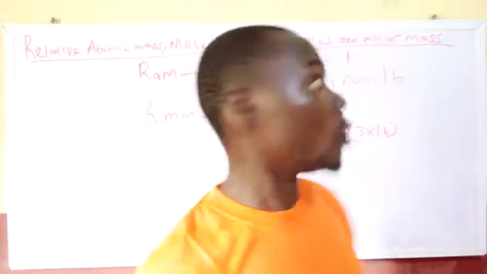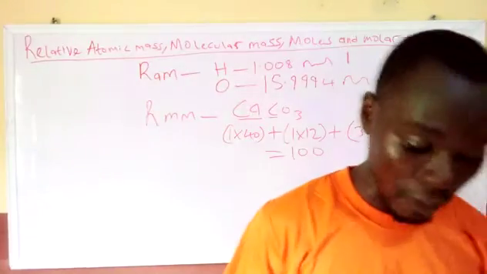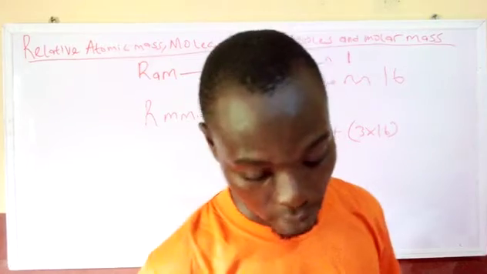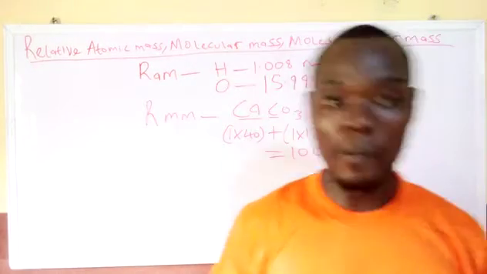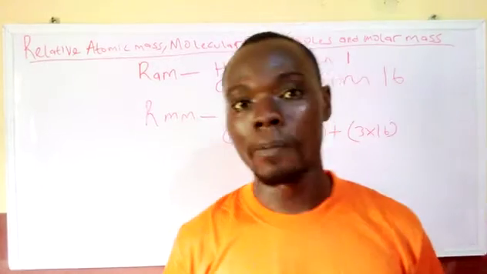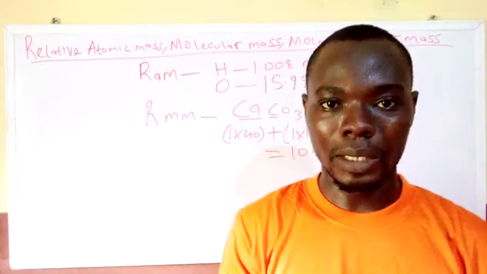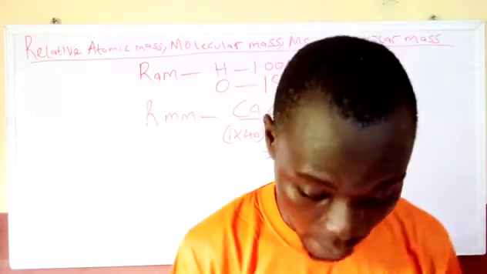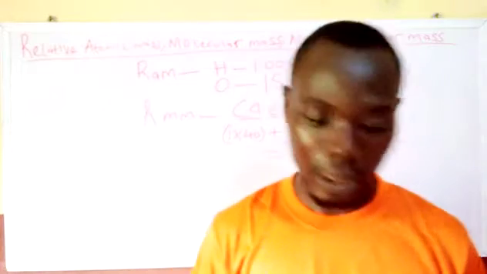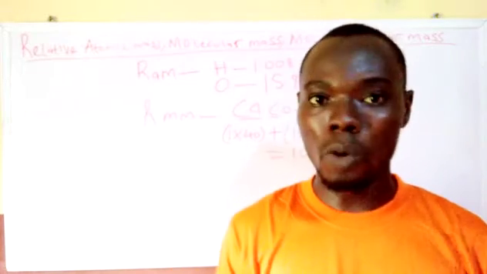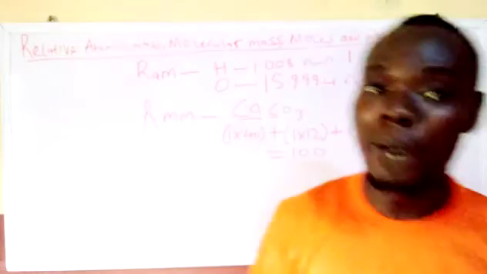Now let's talk of a mole. We are moving gradually. A mole is defined as the amount of a substance which contains the same number of particles as there are atoms in exactly 12 grams of carbon 12. Are you getting it? Carbon 12 is used as the standard. When you're talking of particles, you're talking of atoms, molecules, and ions.